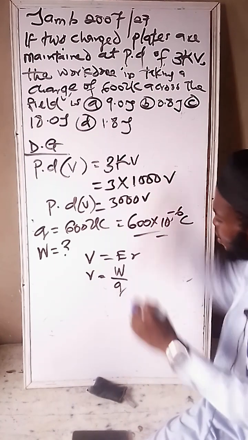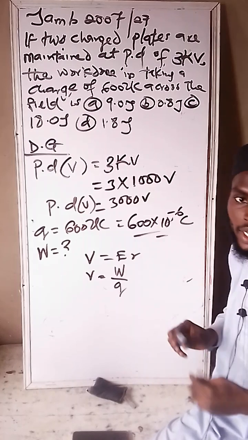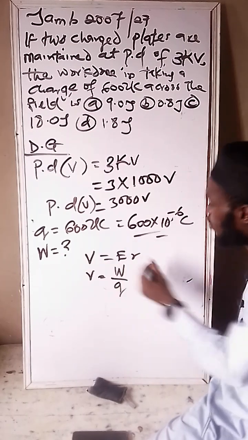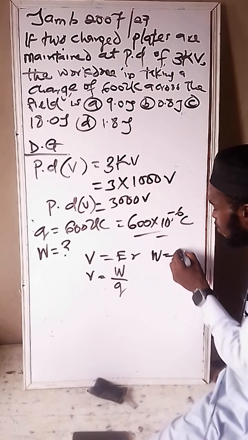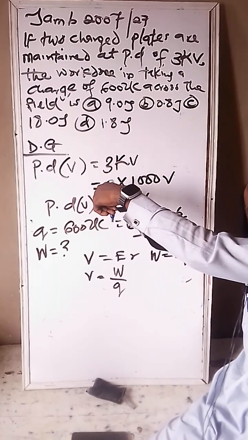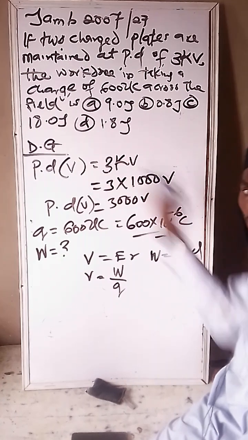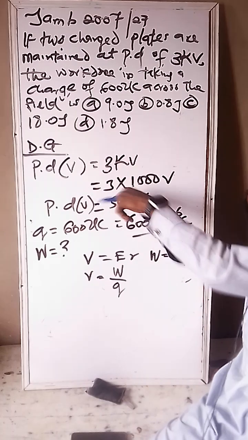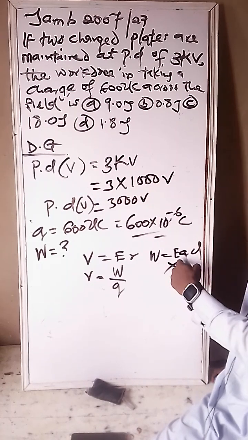To you, what is the formula we are going to use here in calculating work done? And note, this work done that we are given, I told you the formula for work done is EQD. But do we have electric field intensity here? No. E, we don't have it. Do we have distance here? No. So this formula, we can't use it to calculate work done.